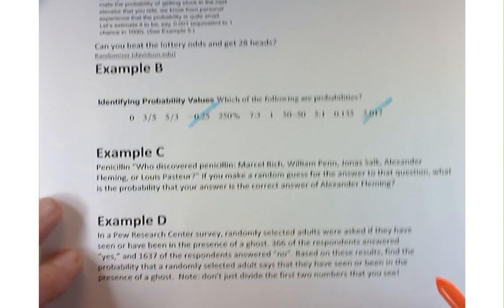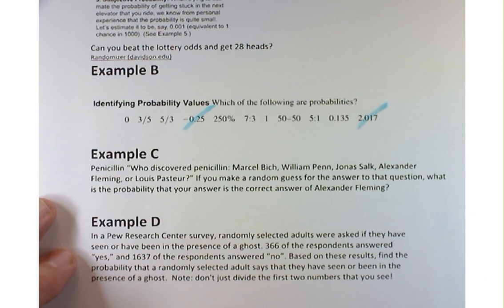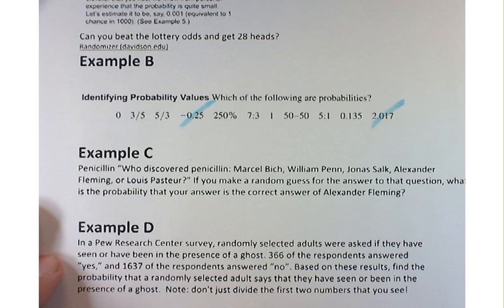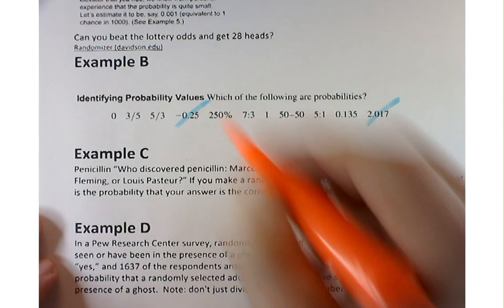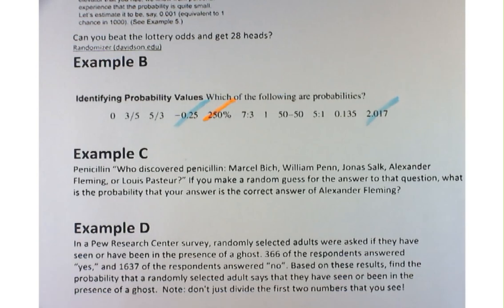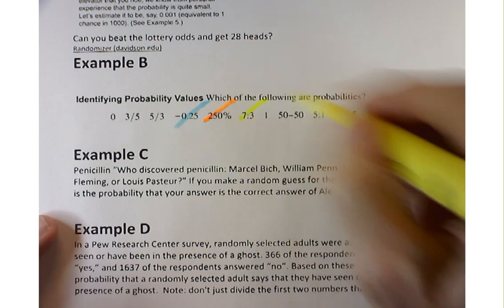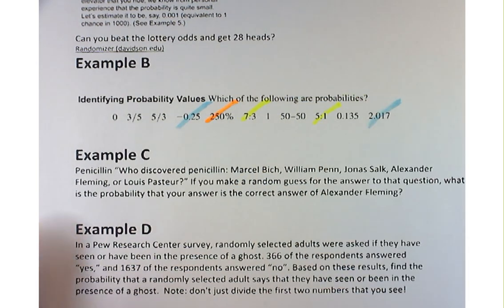What else can I get rid of? What else is certainly not a probability? 250%. Yeah, 250%. That's not a probability. There are 2 more that stand out to me, and it is 7 to 3 and 5 to 1. Those aren't probabilities at all. Those are odds. And we will learn to work with odds at the end of this section. But right now, it's just not a probability.